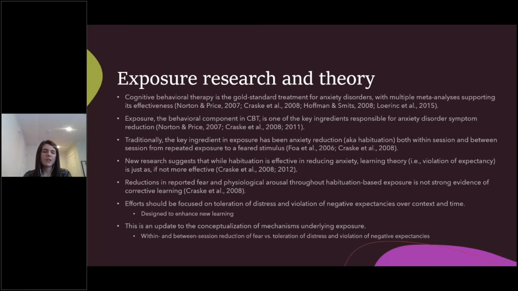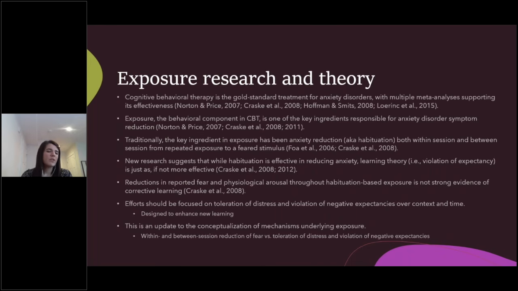And when I say the violation of expectancy, what I mean is that our feared outcome does not occur when we are experiencing symptoms of an anxiety disorder. So if you are experiencing anxiety, you have a feared outcome toward a stimulus, and the violation of expectancy would be that that feared outcome does not occur.